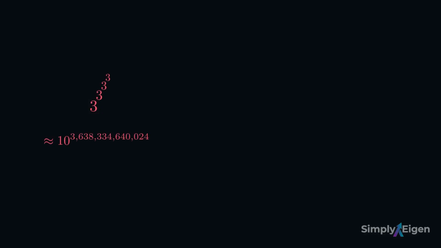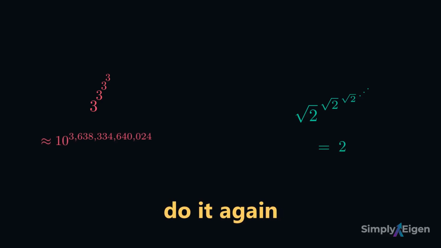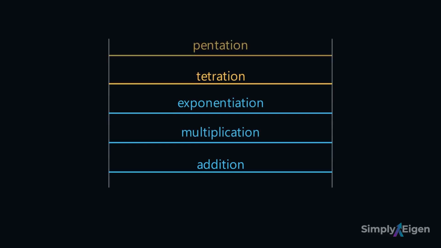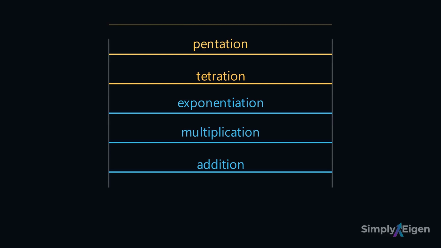So the ladder runs in both directions. Climb it, and 3 small numbers become larger than anything the universe has room for. Hold it still and shrink the base, and an infinitely tall tower settles quietly on 2. Both of those come out of the same instruction. Do it again. So that is the ladder. Addition, multiplication, exponentiation, tetration, pentation, and it keeps going with no top rung.